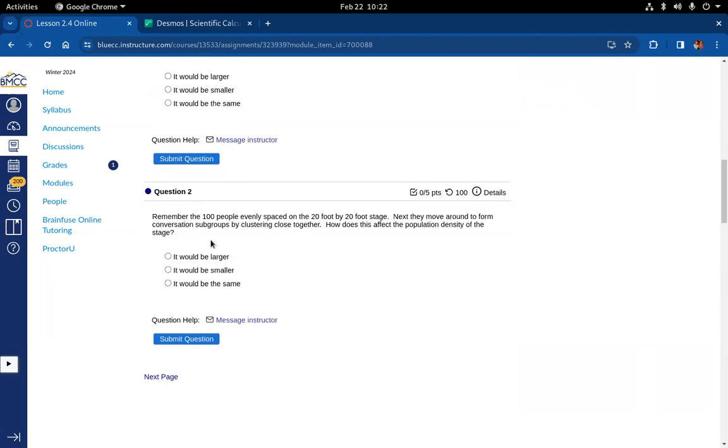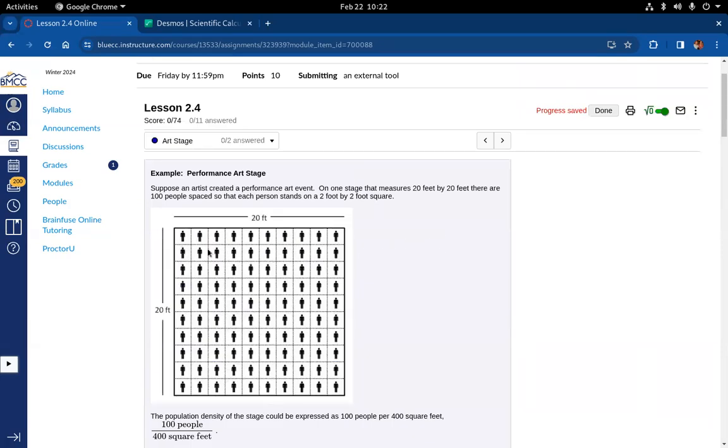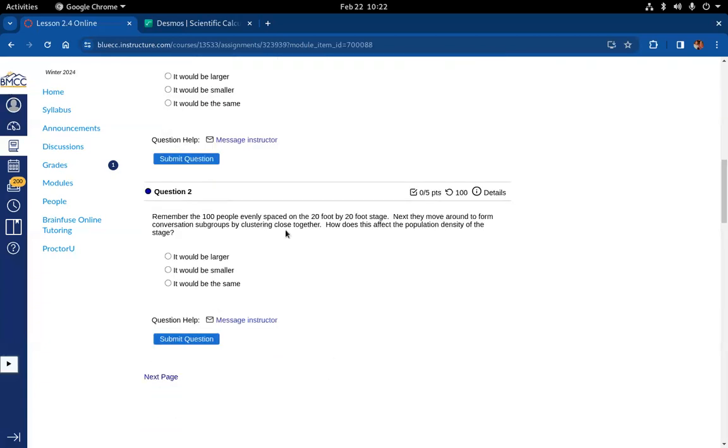And let's think about that here too, slightly different scenario. We have the same 20-foot by 20-foot stage, same 100 people, but the people move around. So there's going to be groups here and there. So there'll be some more tightly packed people up here maybe and over there, and then other people are just kind of wandering around loosely over here, but it's the same number of people in the same area. How would that second situation compare in population density? Is it the same? Is it smaller? Is it larger?